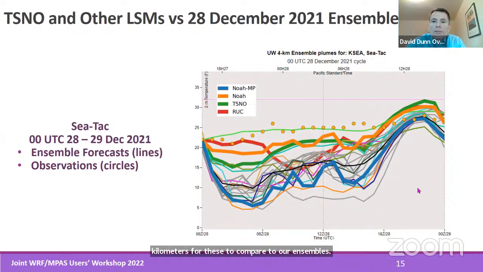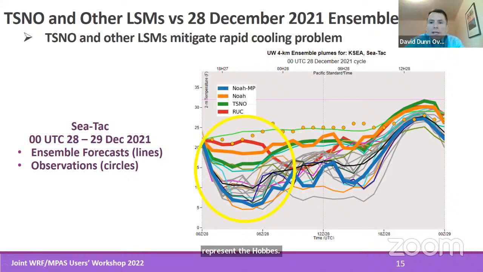Again, NOAA MP is the thick blue line down here, diving down to these cold temperatures. NOAA is the thick orange up here, RUC the red, and T-SNOW is this thick green. And again, the orange circles represent the OBS. You can see that with T-SNOW and the other LSMs, we are able to mitigate the problem of rapid cooling and better track the actual observations.